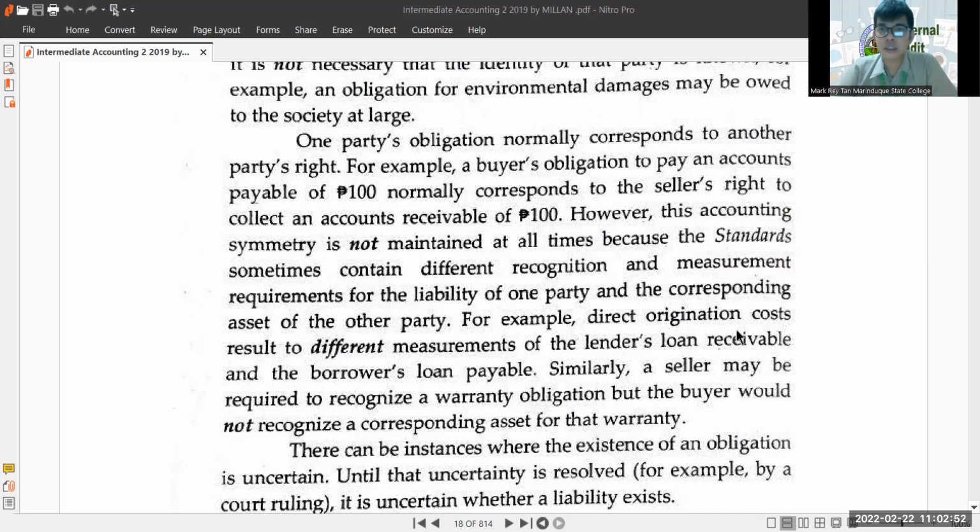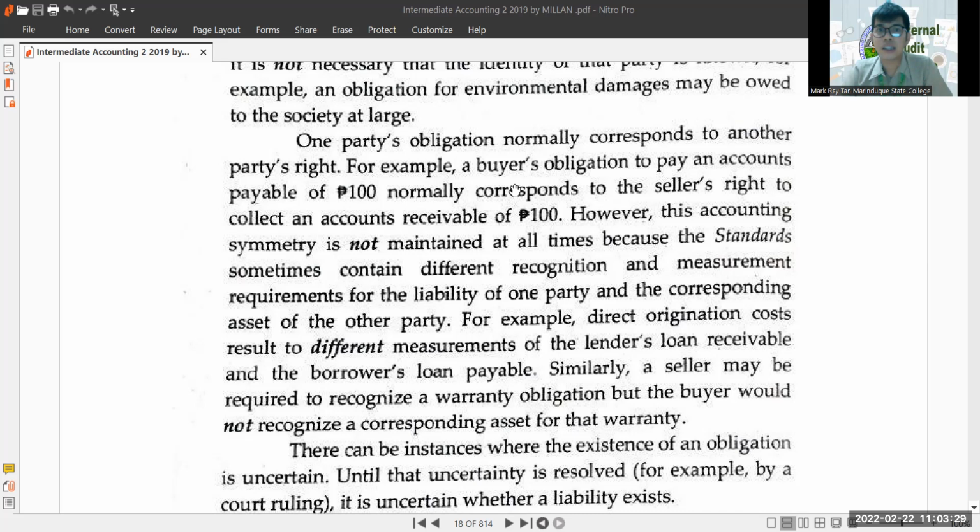So, sa mga umuutang, sa mga mangungutang, 'di ba, palagi may mga requirements to comply. Like yung mga documents to process, documents to fill out para makapag-avail of that loan. So, yung mga cost related to that, ang tawag natin doon in general is direct origination cost. So, sinasabi natin dito na ito yung example na hindi palaging yung obligation ay nagko-correspond to a party's right.